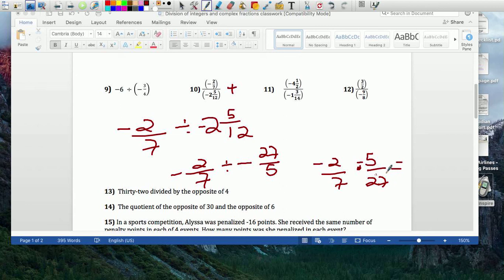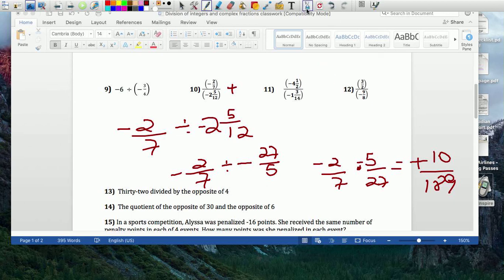Is there anything I can simplify? The 5 and 27, no. 5 and 7, no. 2 and 7, no. 2 and 27, no. So in this case, I just have to multiply across. And like I said, we knew it was a positive because it's a negative times a negative. 2 times 5 is 10. And 7 times 27, I have no idea. 189.